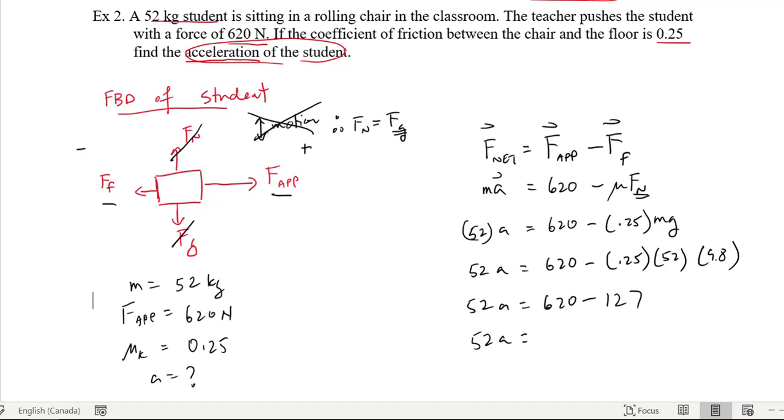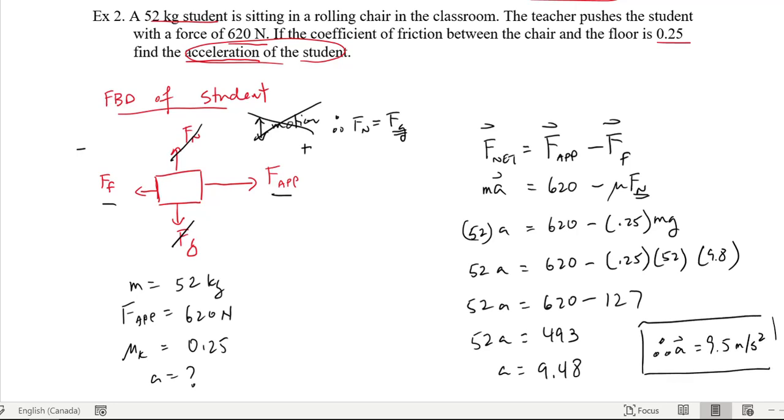52a equals 620 minus 127, which is 493. So a is equal to 493 divided by 52, which is 9.48, and therefore a is equal to 9.5 meters per second squared. And so we found what we're looking for. The student is accelerating at a rate of 9.5 meters per second squared.